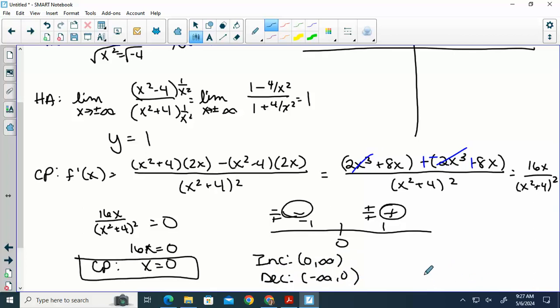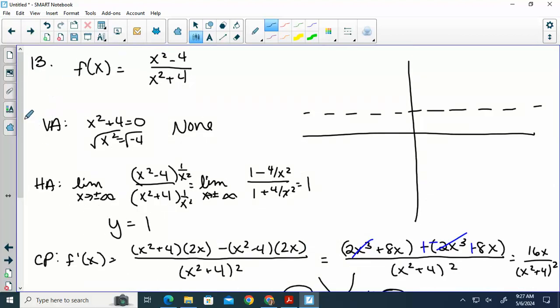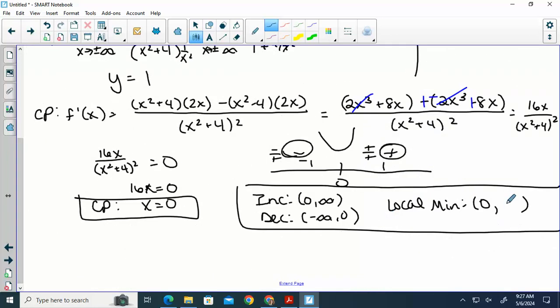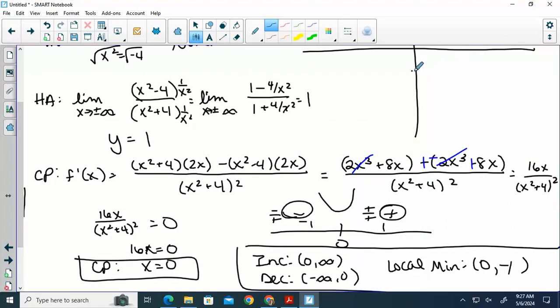So does that make 0 a max or a min? You go from down to up, that is a min. And I want an ordered pair for that. How do you get the y value? The original. So if I put 0 back into my original equation, we get -4 over +4, which is -1. So (0, -1) is a local min on my graph.